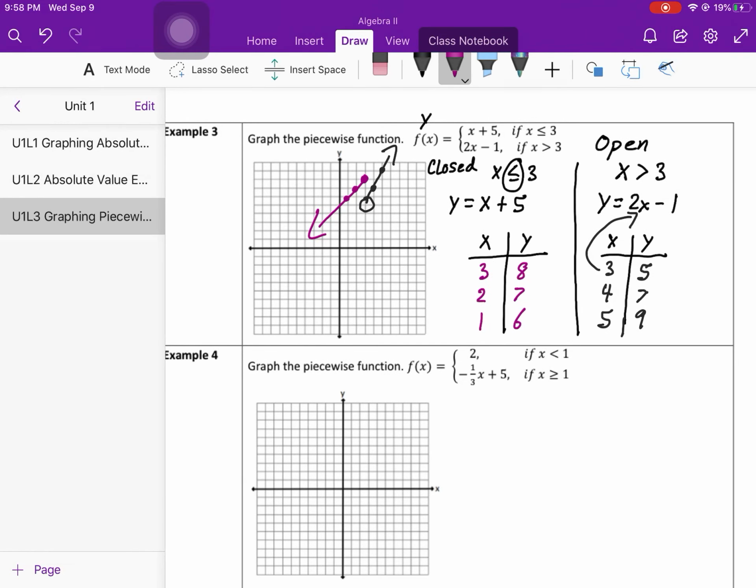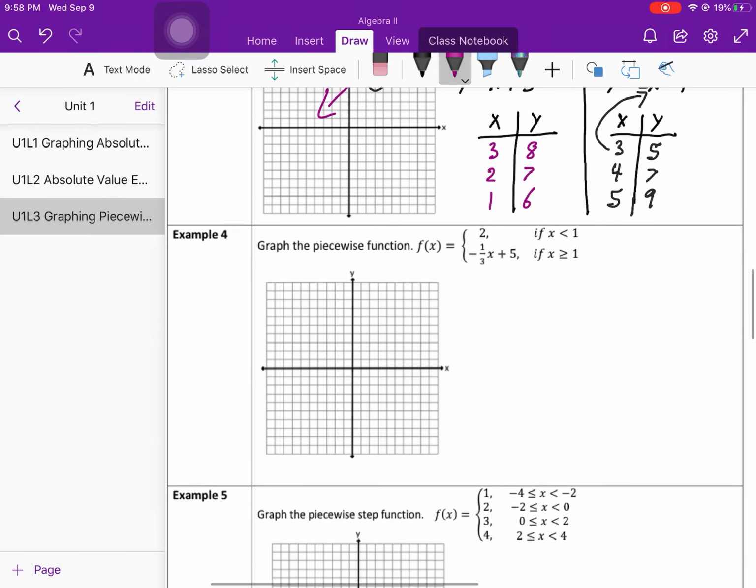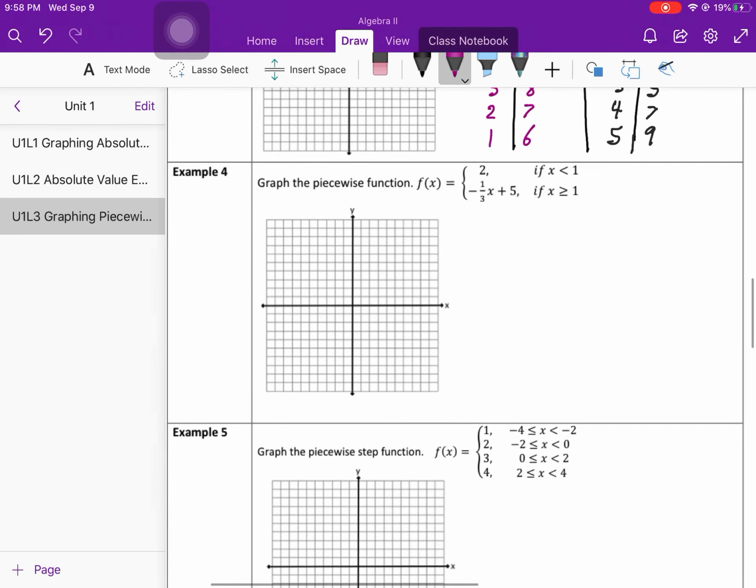So it's not too bad once you actually get the points in the tables. The trickiest part is figuring out what are your boundary points. So where do you have closed and open circles? And then making sure you're plugging in the proper points into the proper equation.